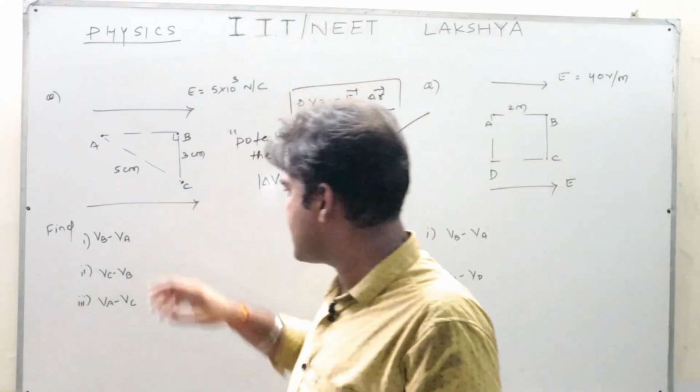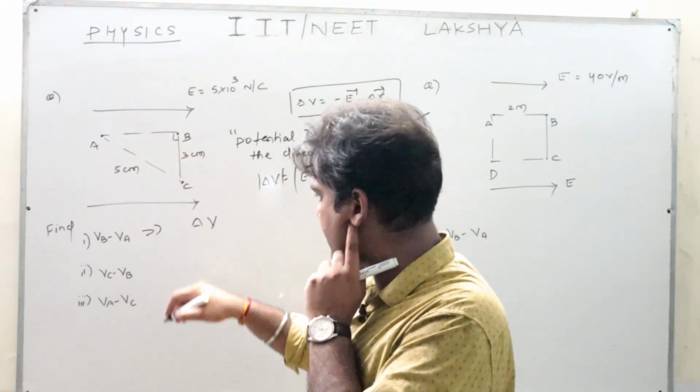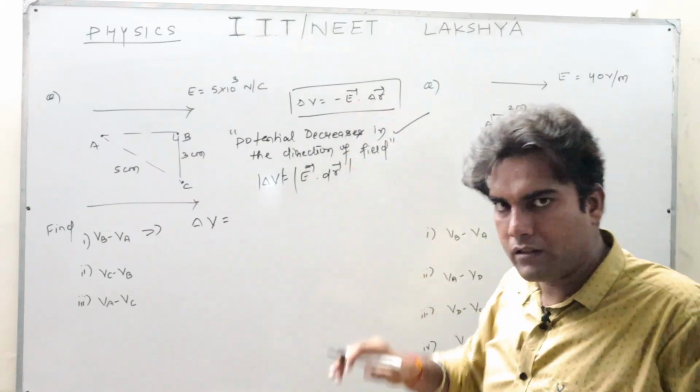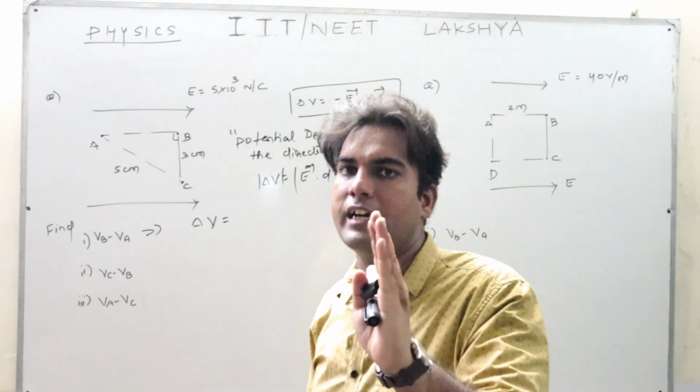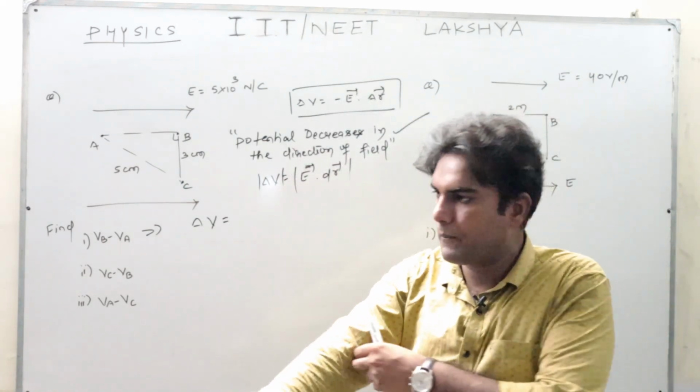For example, let us see the first part, VB minus VA. So let us say this delta V, VB minus VA. Formula is what? Minus E dot dr. You don't do minus E dot dr. What you do is you calculate E dot dr. This is a shortcut I am telling you. This method will get your results faster.